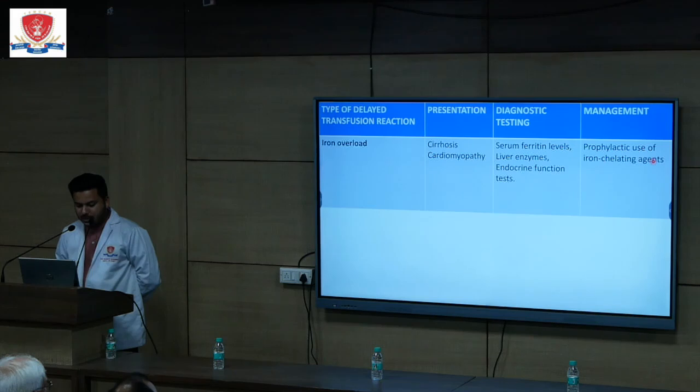The last we have the iron overload, which is seen in patients having multiple transfusions. Its clinical presentation is cirrhosis and cardiomyopathy. Diagnosis includes serum ferritin levels, liver enzymes, and endocrine function tests. Management is giving prophylactic use of the iron chelating agents.